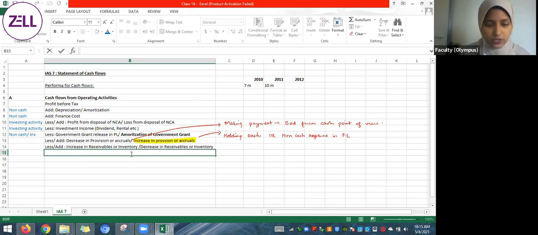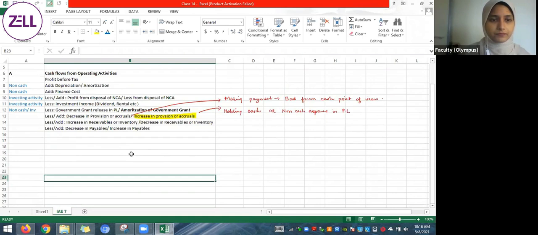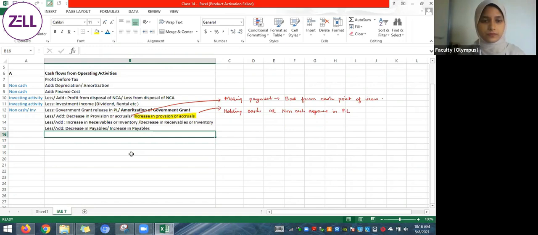Okay. So less would be decrease in payables. Add would be increase in payables. Okay. Now after this, you will get your profit from operations.